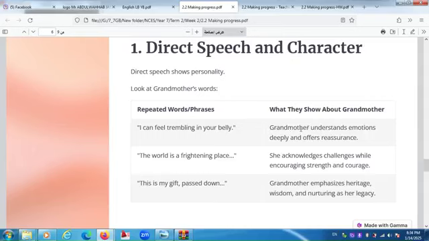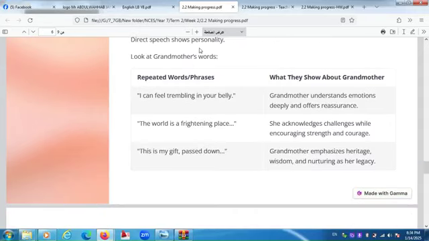In the first one, the grandmother understands emotions deeply and offers reassurance to the daughter. In the next one, she acknowledges the challenge while encouraging strength and courage in her granddaughter. In the third one, the grandmother emphasizes heritage and wisdom, nurturing, as her legacy is transmitted from the grandmother to the granddaughter.